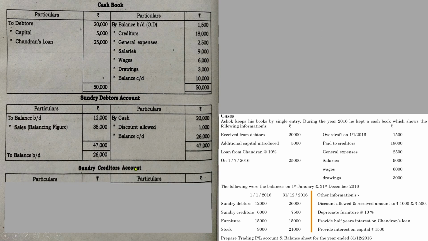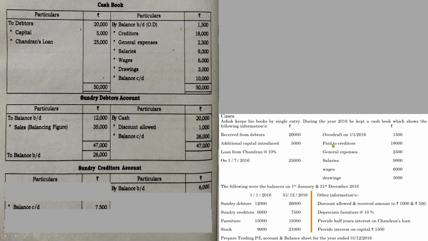Sundry creditors. It is a liability item, so the opening balance will be on the credit side and the closing balance will be on the debit side. So the respective amounts have been taken: 6,000 opening, 7,500 closing. Now just go through all the details given in the question, whether anything is related to creditors. Received from debtors, we already took that. Additional capital, not related to us. Loan from Chandran, not at all related, it is a loan from some person. Creditor is one thing, and loan from Chandran is another thing. They are two different cases.